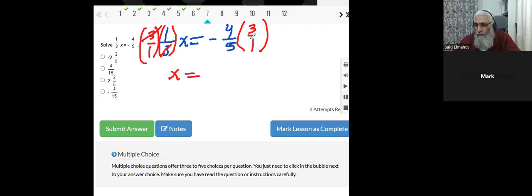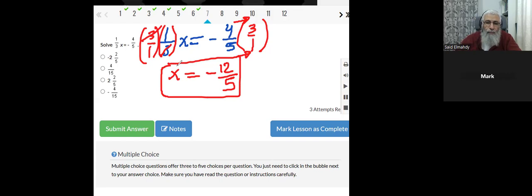Negative times positive is what? Negative times positive is negative. Now multiply 3 times 4 and 5 times 1. 4 times 3 is 12, and 5 times 1 is 5. So it is negative 12 over 5. This should be the solution. It is negative 2 whole and the remainder is 2 over 5.